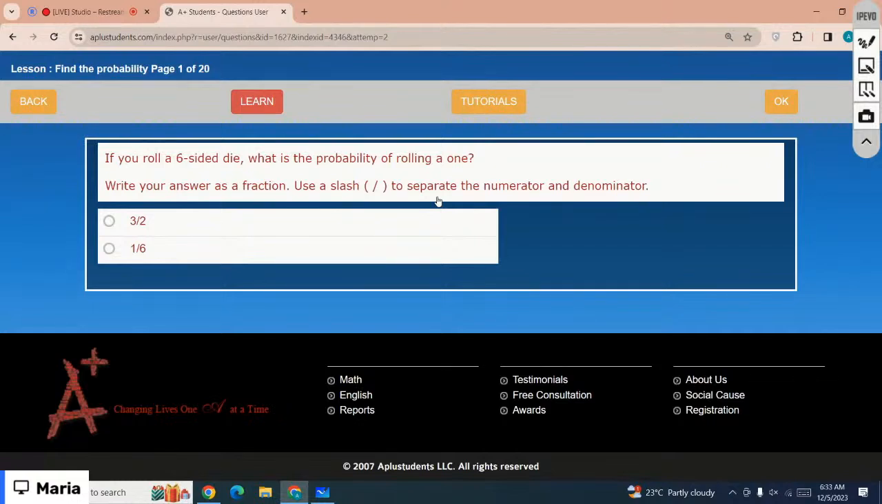Yes, the correct option is 1 out of 6. If you roll a die, the probability of rolling a 1 is 1 out of 6. The correct option is that, 1 out of 6. Very good.